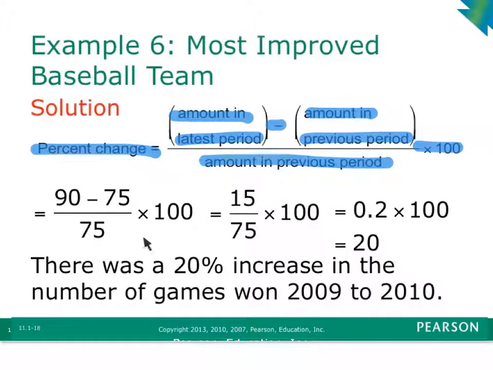Okay, so in 2010 they had 90, in 2009 they had 75, so it's 90 minus 75 over the previous. So now minus previous over previous. So 90 minus 75 over 75, which is 15 over 75, times 100. 15 over 75 is 0.2, times 100 is 20. So there was a 20% increase in the number of games they won from 2009 to 2010.